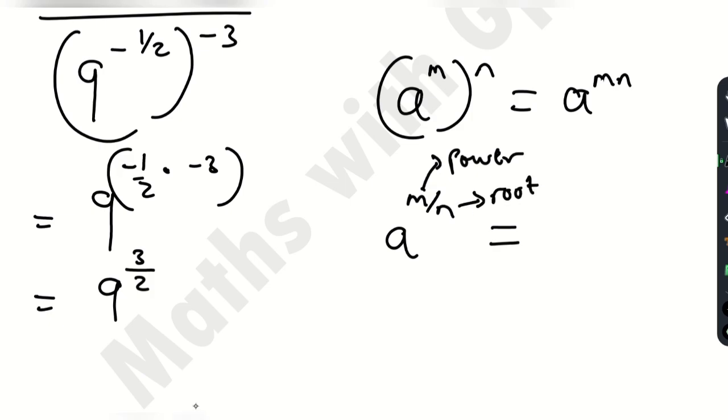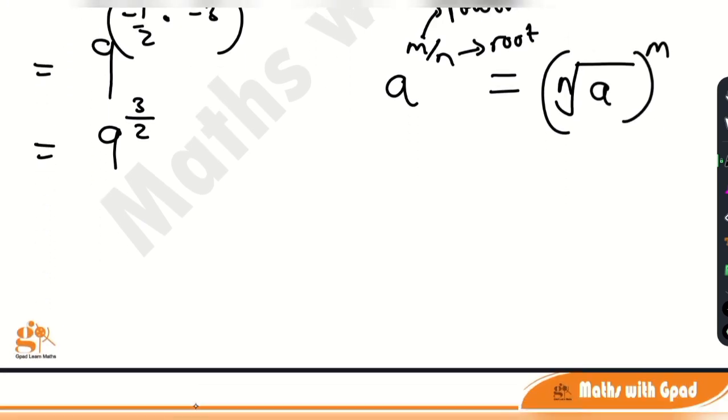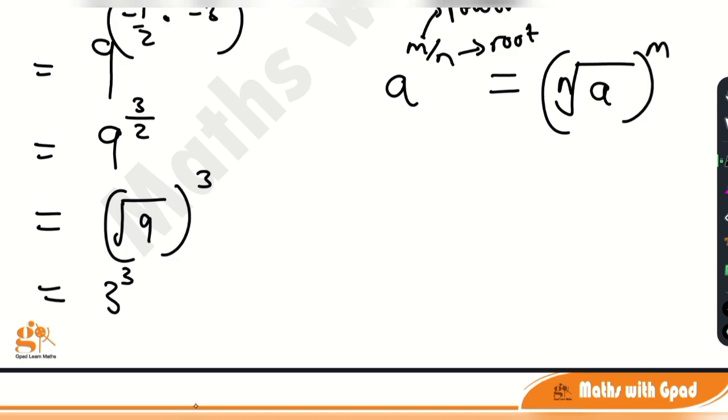So this is going to be the nth root of a, all raised to the power of m. Okay? So what am I going to have here? The square root, because of this 2, of 9, all raised to the power of 3. Now you tell me, what is the square root of 9? That's 3. Then raised to the power of 3. What is 3 raised to the power of 3? Isn't that 27? So as you can see, we got the same answer.